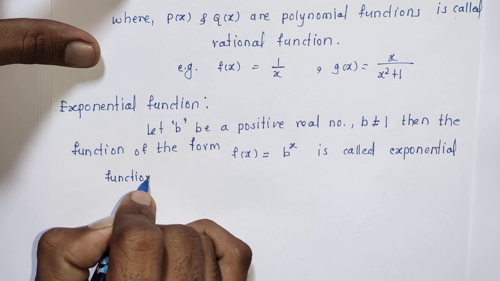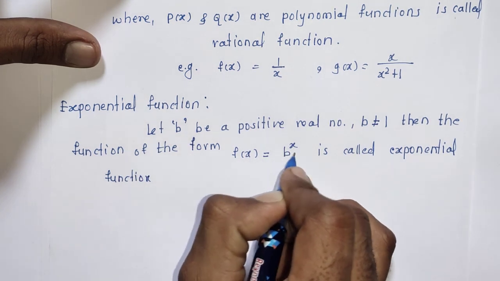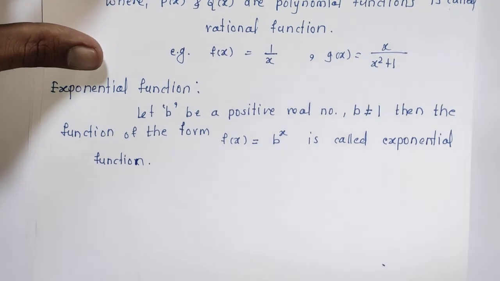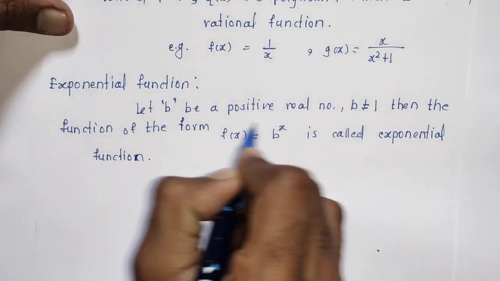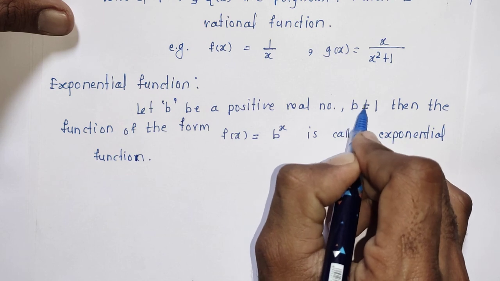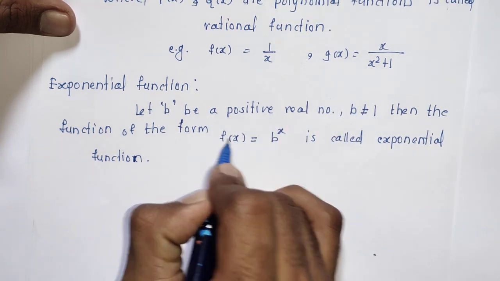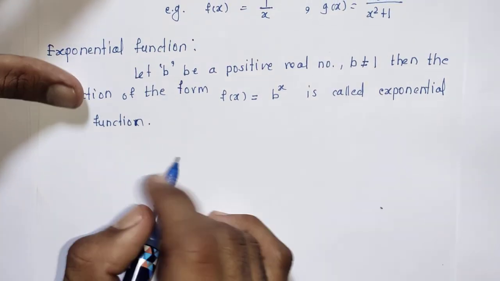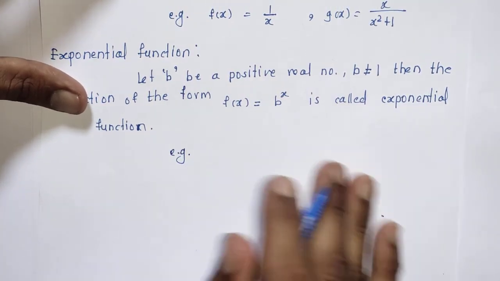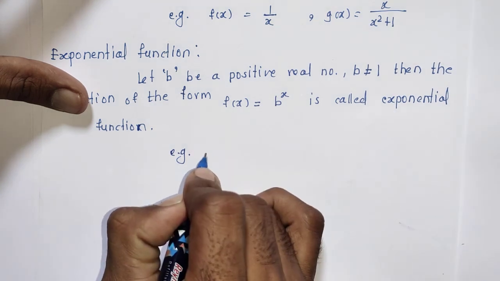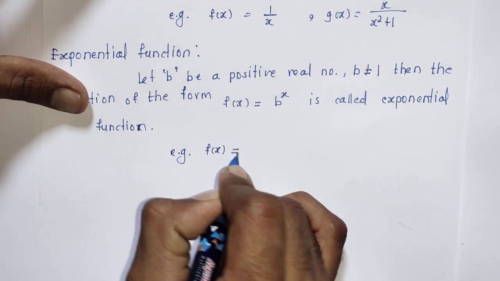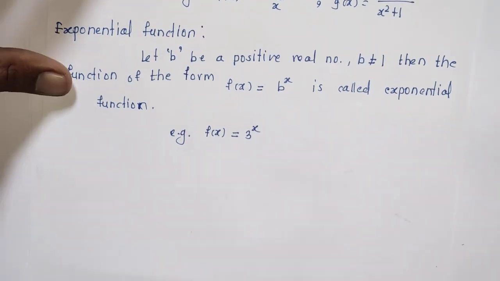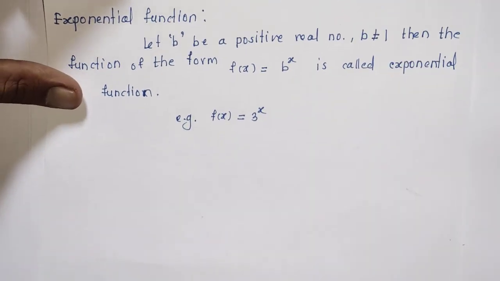Generally, instead of b we take e, so e raised to x is called an exponential function, but this is not only for a particular e. For any positive real number greater than 1, we can take b raised to x as an exponential function. For example, if b is equal to 3, then f of x is equal to 3 raised to x is also an exponential function.